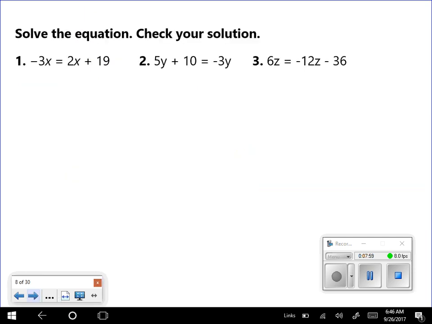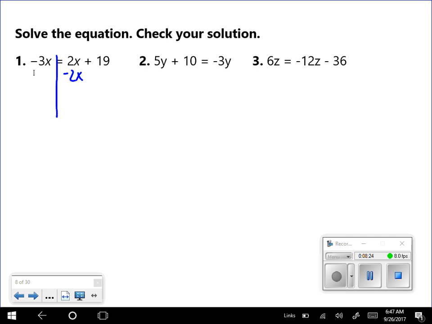Alright, we got 3 more examples. I'm going to do 1 with you on this slide, and then you're going to do the other 2 on your own. And that's what you'll come check with me on. So I want to get my variables to the same side. So I know that this side only has a variable, this side has a variable and a constant, so I'm going to try to get that 2x over.